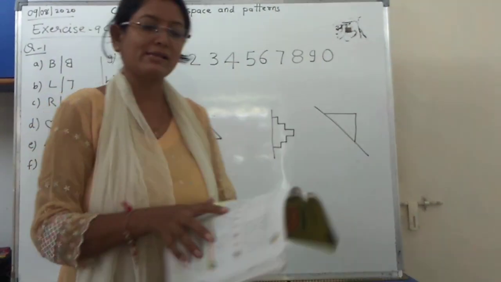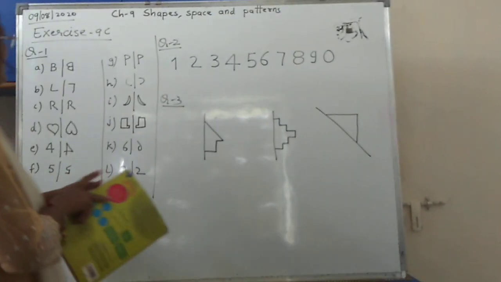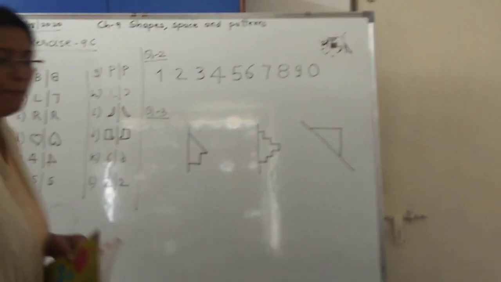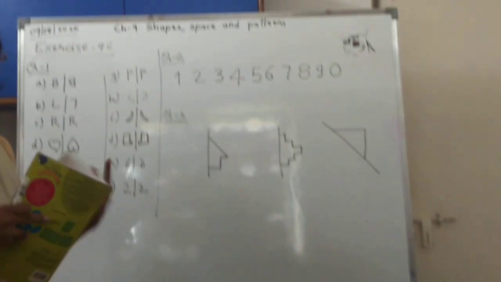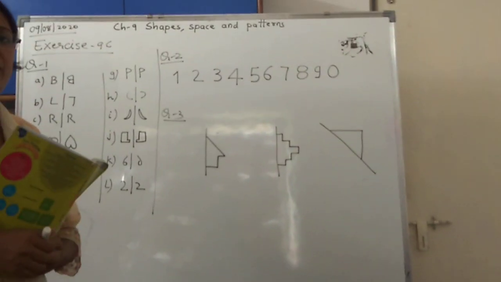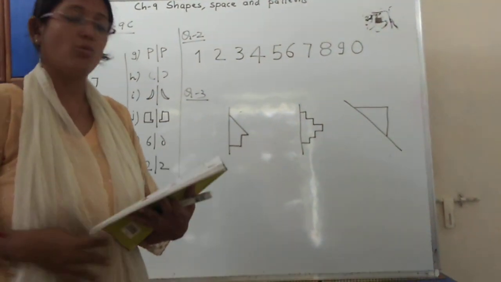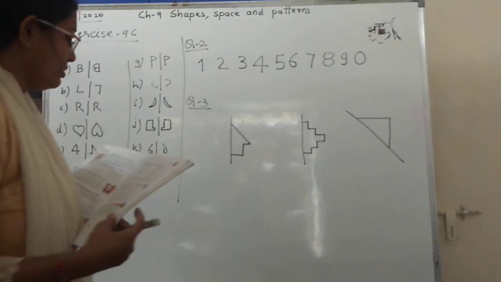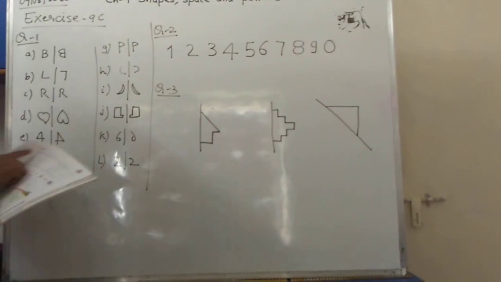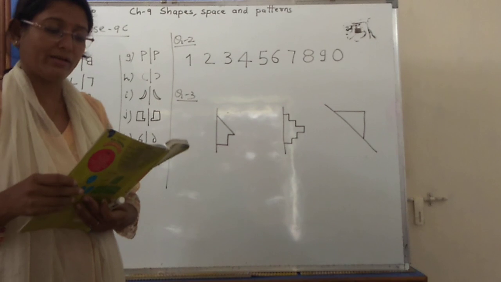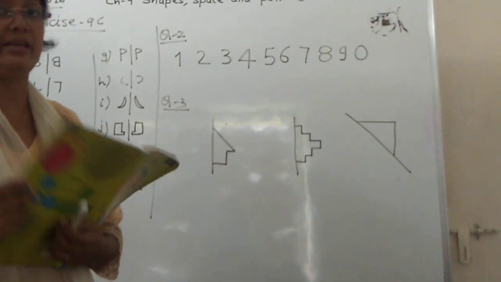Now let us start with our exercise, that is exercise number 9C. Question number 1. I hope you have understood about symmetry and reflection very well. If you have any doubt, you can comment in my WhatsApp group. I will explain again. Question number 1. Put a tick mark on those figures that are reflections of each other.